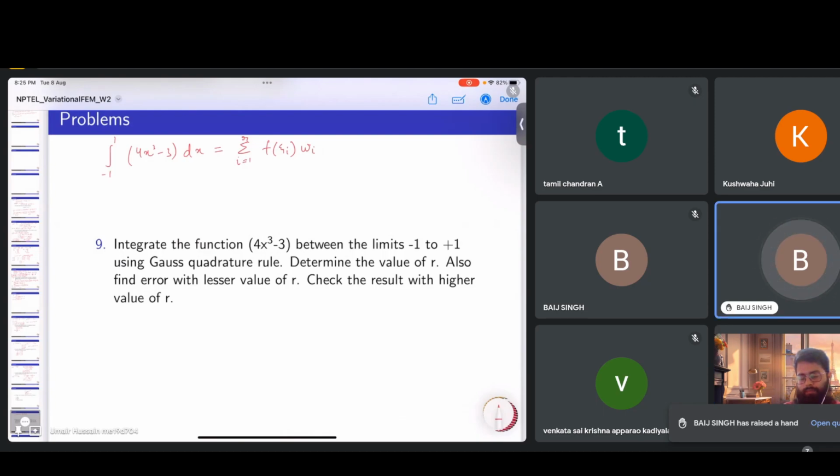So the power p is 3, p plus 1 is 4, that is even, then r is equal to (p plus 1) by 2. Yes. So we need two Gauss points, minimum two Gauss points, right? r equals 2.